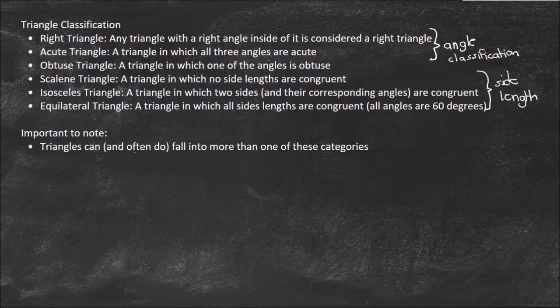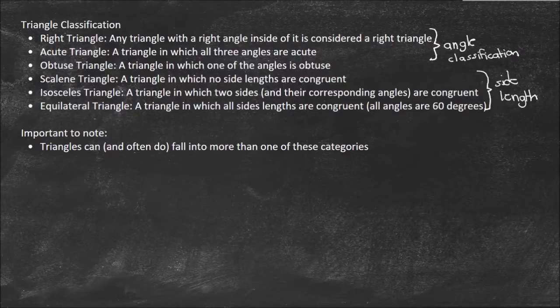Next is the isosceles triangle. And this is a triangle in which 2 sides and their corresponding angles are congruent. So basically, if 2 sides are congruent, then you have an isosceles triangle. Lastly, the equilateral. This is one of the most basic. If all the sides are congruent, then it's an equilateral triangle. Equilateral, equal. So that's a pretty easy one to remember. And all angles, if you have an equilateral triangle, all the angles must be 60 degrees because 180 divided by 3 is 60. So they're all equal at 60 degrees.